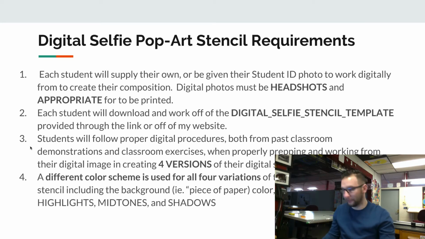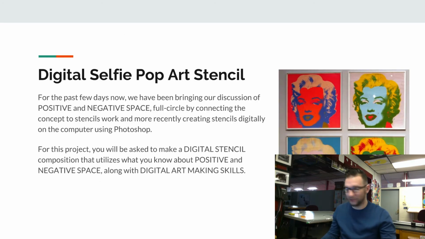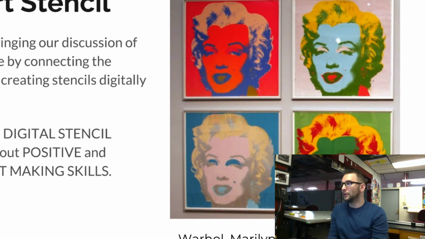Let me go back, if I can, really quick to the image right here, right? Let me zoom in here so you guys can see. Notice how the image on the screen is of Marilyn Monroe, but each one of them has a different color scheme involved in it, whether it's a background color, it's the midtones, it's the highlights, or it's the shadows. They all have a different color scheme, and this is a great example of what I'm looking for from you in regards to that 4th requirement.